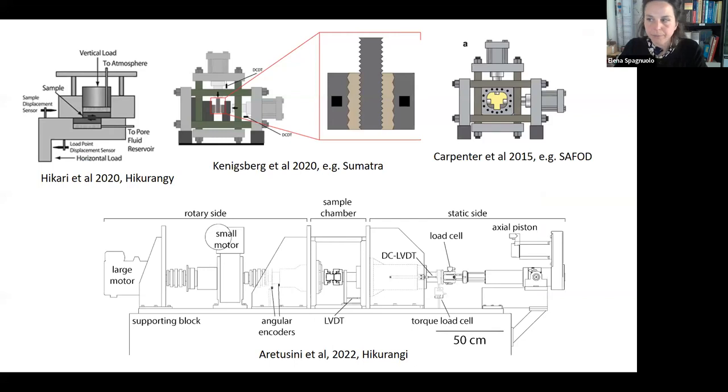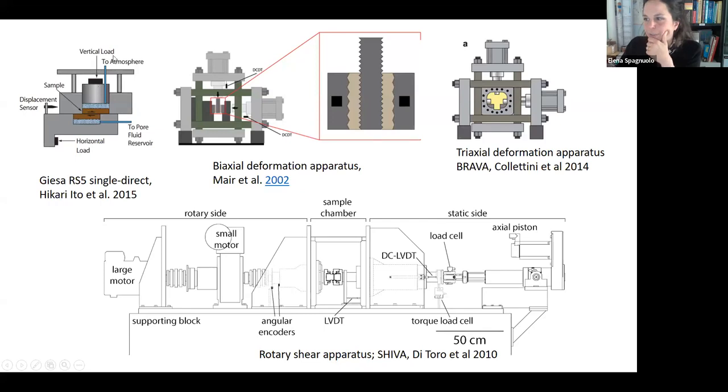The machines are huge. We have quite a lot of machines and they are very different. I just recall 4 machines here because of recent papers published, for example, Hirose 2020 for the Iguarangi, Kenigsberg 2020 for Sumatra, Carpenter for SAFOD, Aretusini for the Iguarangi. And these machines are of this kind. So we have a single direct shear, a biaxial deformation apparatus, a triaxial deformation apparatus, and a rotary shear apparatus. Why do we use so many machines?